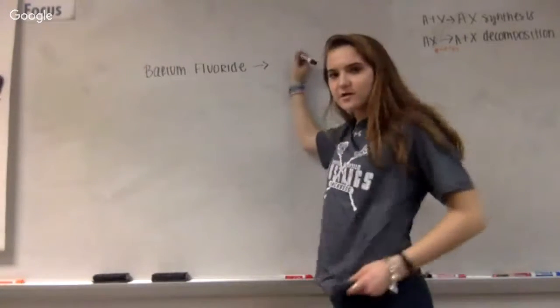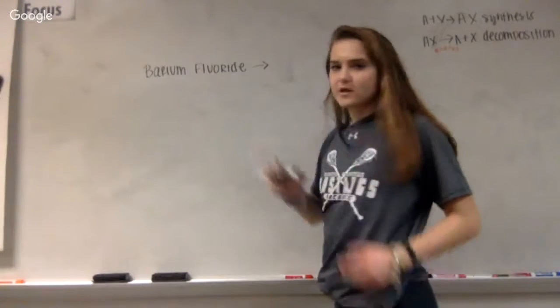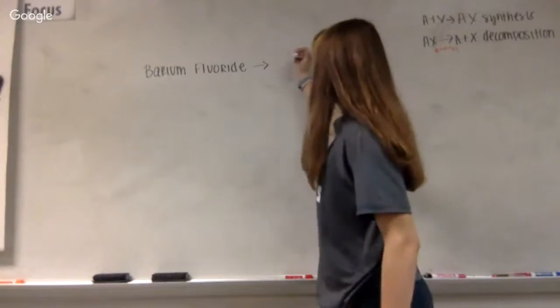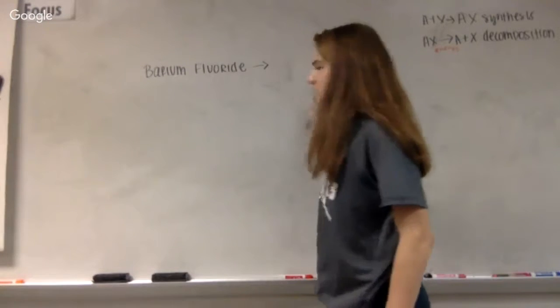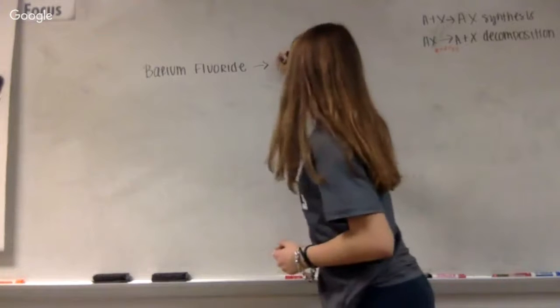Barium plus fluoride. Yeah, except we don't call it fluoride when it's by itself. What do we call it? Fluorine. We call it by its regular name, fluorine. It's only fluoride when it's part of a compound. So write barium. Okay. Yep.